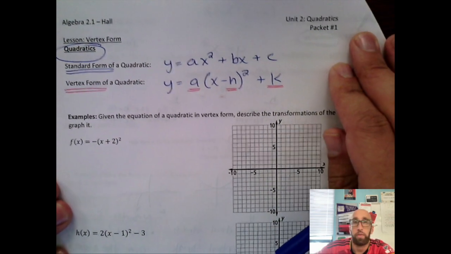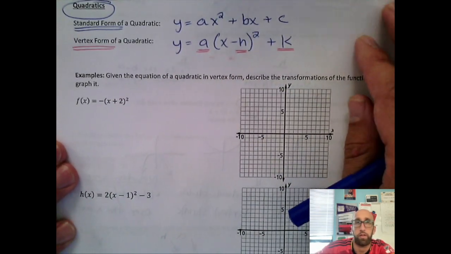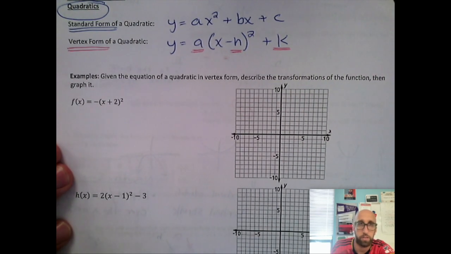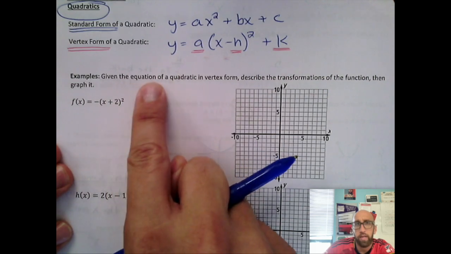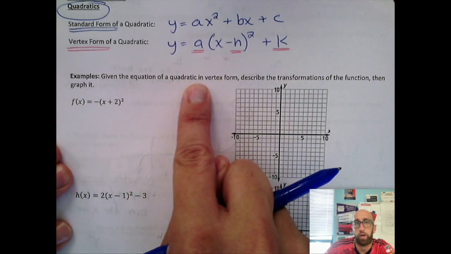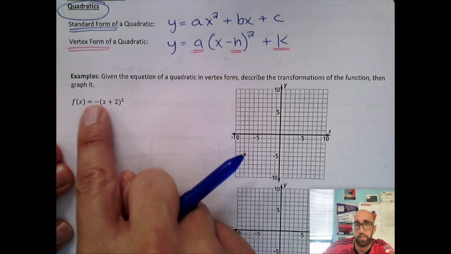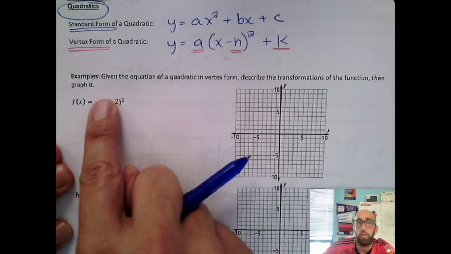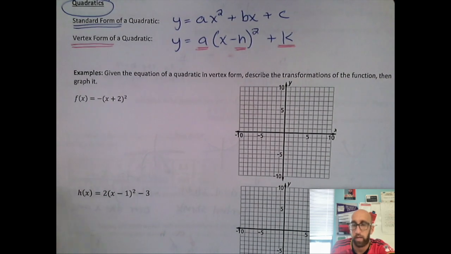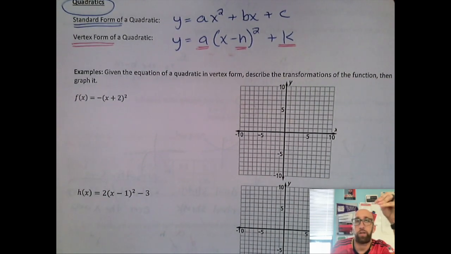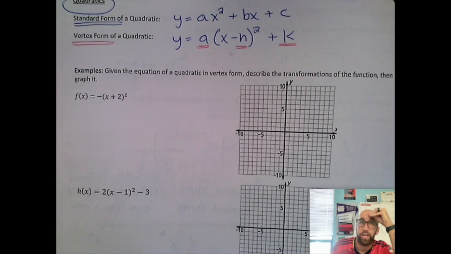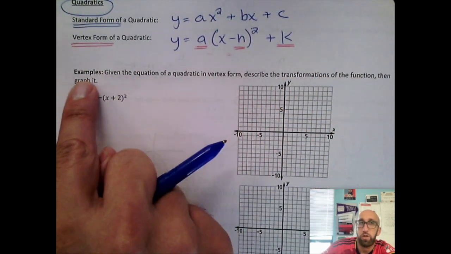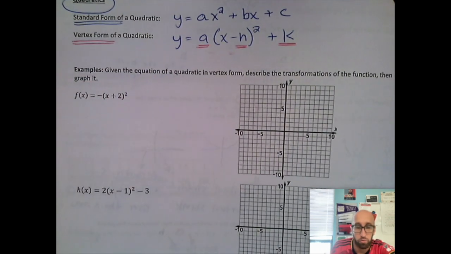So we've got 3 examples, and a little bit more notes on the next page, and that will be the end of this video and the end of all of our notes today. Given the equation of a quadratic in vertex form, describe the transformations of the function, then graph it. The reason we started our video notes with transformations is we're still going to describe transformations and then use that information to graph it.